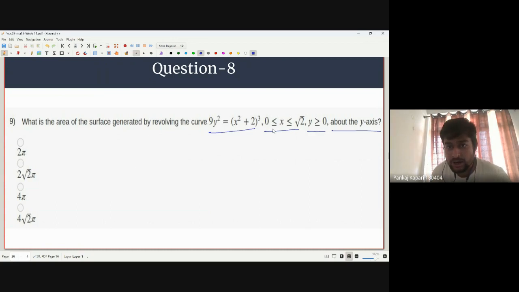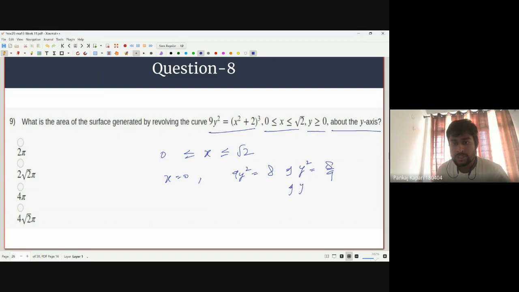So let's find out what is y when you put x. Well, x lies between root 2 and 0. So if x is 0, so what is y? Because 9y square is 2 cube, so it is 8. This implies that y square must be 8 by 9, which will say that y must be square root of 8 by 9, which is 2 root 2 divided by 3, right? Because y is given to be bigger than or equal to 0.